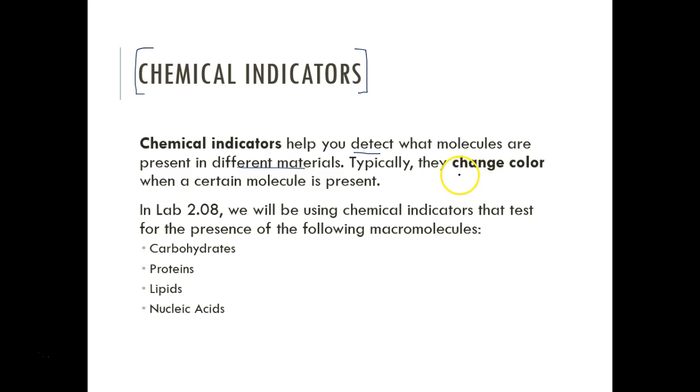Chemical indicators work by changing color when a certain molecule is present. They might be, for example, blue originally, but if they come in contact with a certain molecule, then they turn into a blackish color, for example. That change in color is an indication to you that there is a certain macromolecule present. So we'll be looking at different chemical indicators that test the presence of macromolecules. The macromolecules we'll be looking at are these three right here, which are carbohydrates, proteins, and lipids.